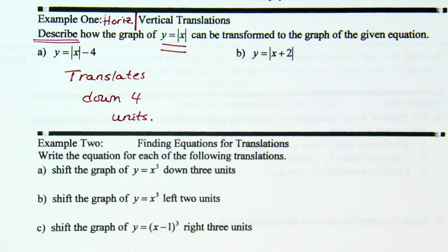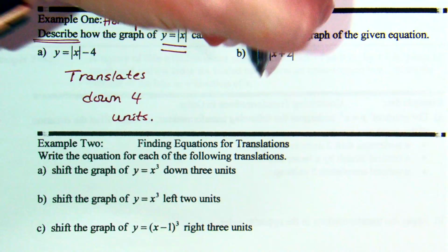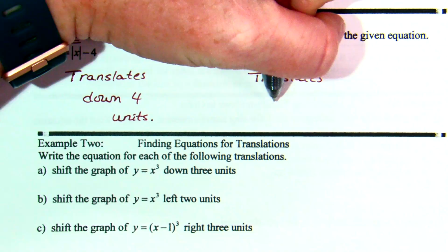What about B? y equals absolute value of x plus 2. Left 2. Okay, so the plus 2 is in the absolute value. So that puts us into the left-right category, opposite the sign. So plus 2 is going to tell me to go left 2. So I'm going to translate left 2 units.